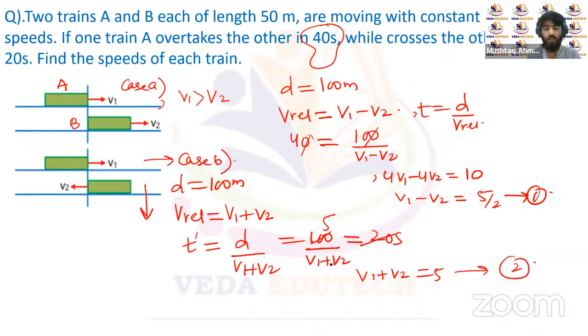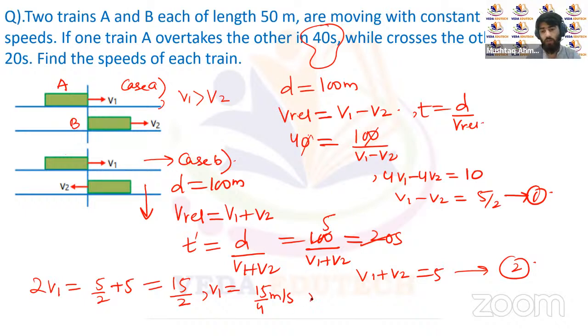We can just add these two equations. If we add these two equations, what are we going to get? 2 times v1 will be equal to 5 upon 2 plus 5, right? So it will be 15 upon 2. So from here, it means that v1 will be equal to 15 upon 4 meter per second, right? 15 upon 4 meter per second.